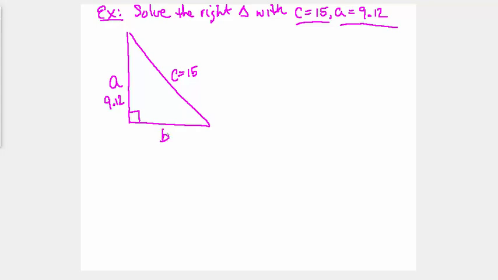And notice no angles are given. Let's label the angles, though, according to our convention. Across from side B, up in this top corner, we'll have angle beta, and across from side A, in this bottom right corner, we'll have angle alpha.